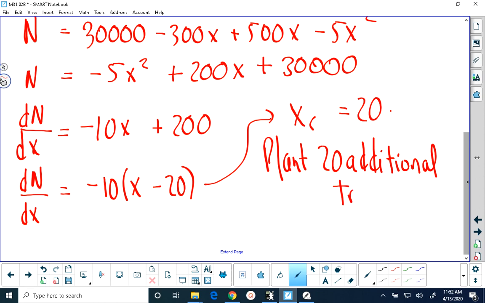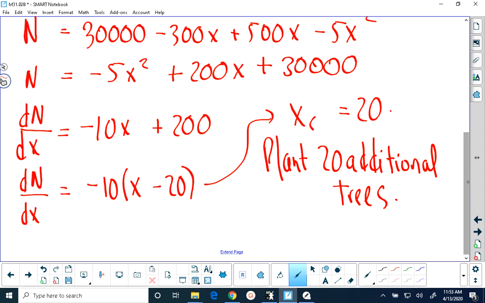Now, I don't know, you can go back and look at the question. If the question said how many additional trees should they plant, the answer would be 20. If the question said how many trees should they plant per acre, then the answer would be 80 because they already have 60. It depends on how the question is worded.